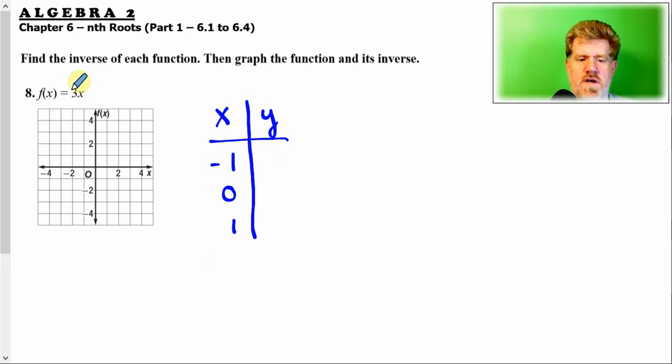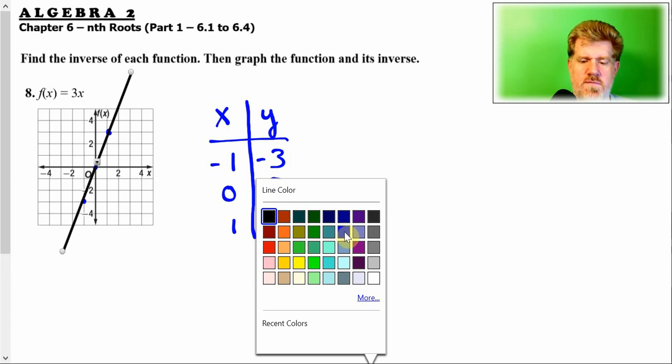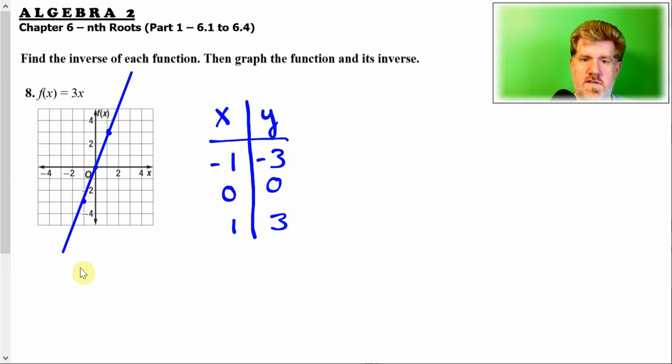I'm going to multiply them by 3. -1 times 3, 0 times 3, 1 times 3. I can graph those. -1, -3 goes down here. 0, 0 is here. 1, 3 is here. There's my line. Let me draw it. And let me fix it, because that's not very good. Okay, that's close enough. And tell you what, we'll make it blue because that's the color of that.